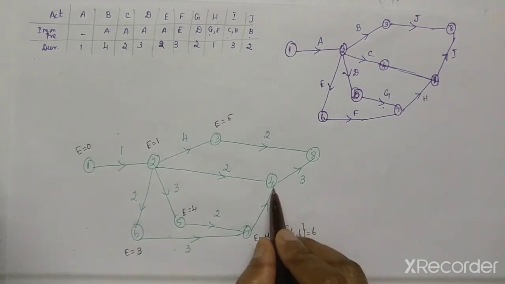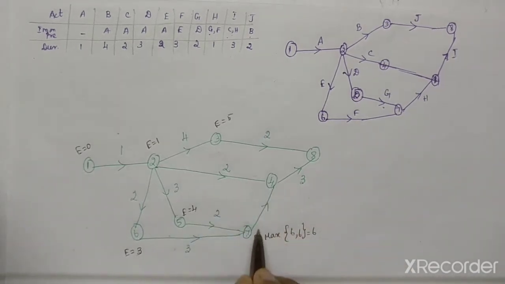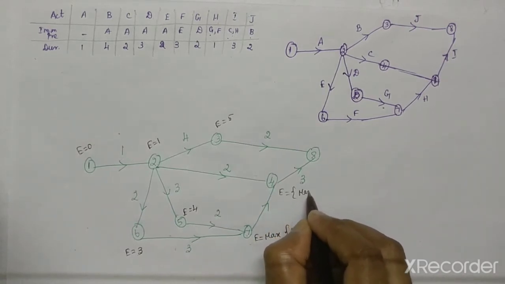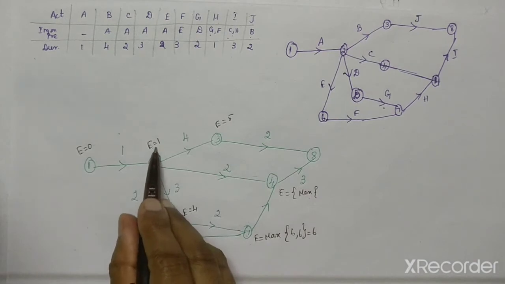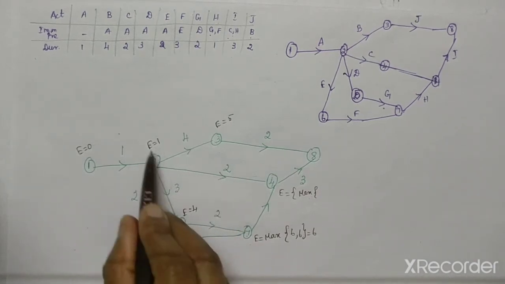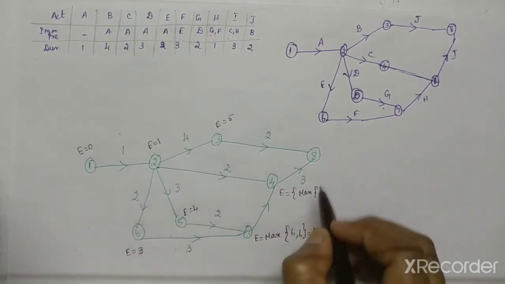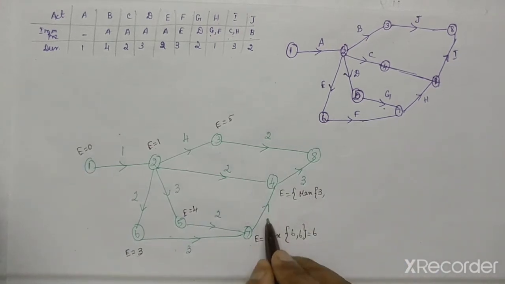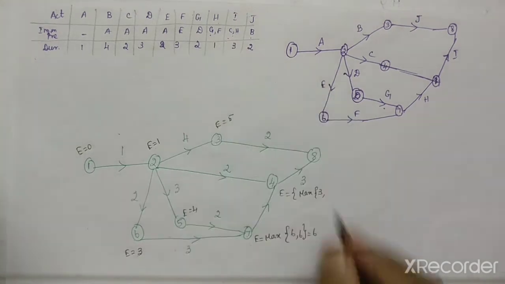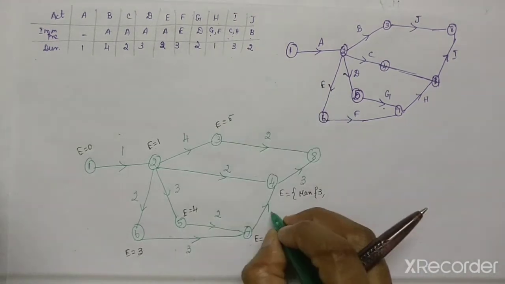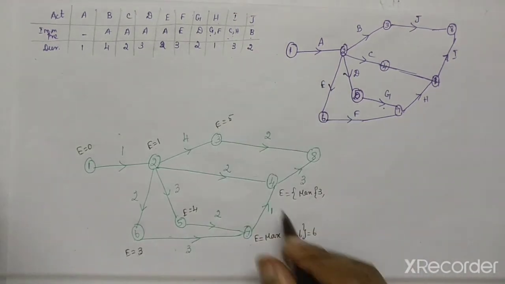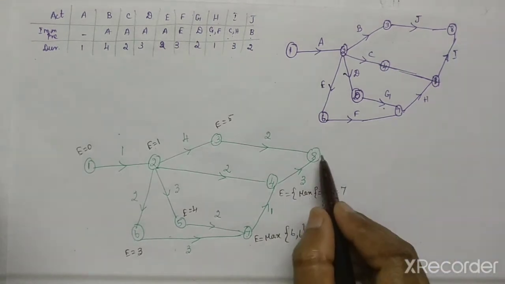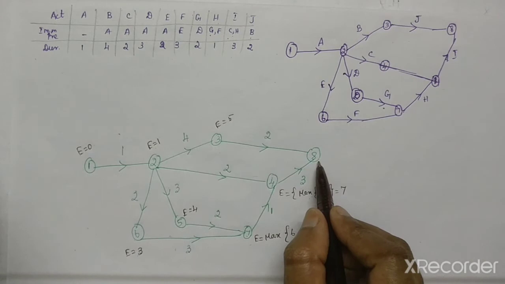Now we have to come to this one. For this, two incoming activities, so E value is equal to maximum of 1 plus 2, because for the previous E value is 1. 1 plus 2 is 3. For this, 6 plus, for H we have the value 1, so 6 plus 1 is 7. So for this 7. So completely we have to come to the last one, 8.